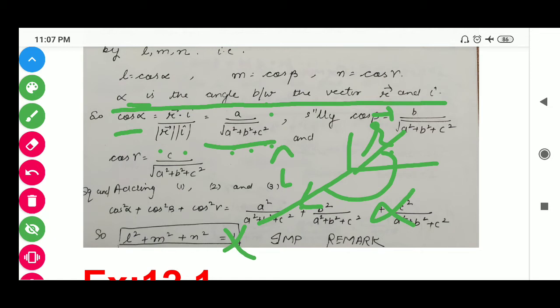Students, in the next videos, I'll definitely share what is dot product and what is cross product. So, students, after doing that, you will definitely learn how to calculate this.